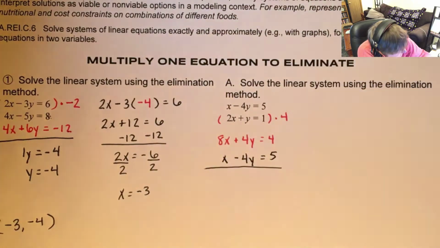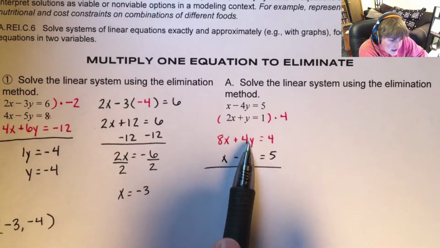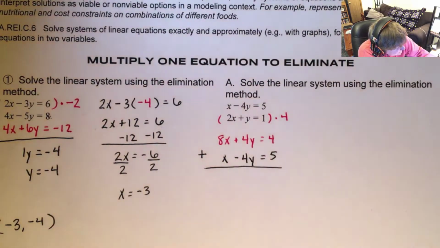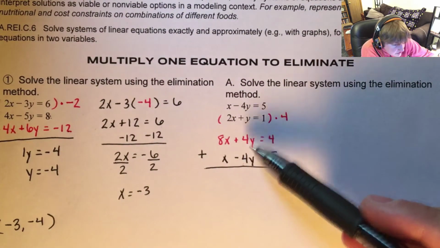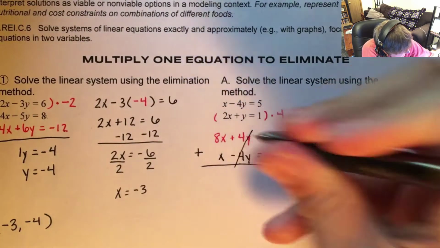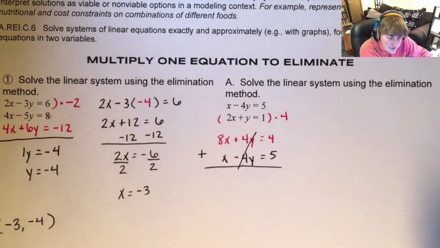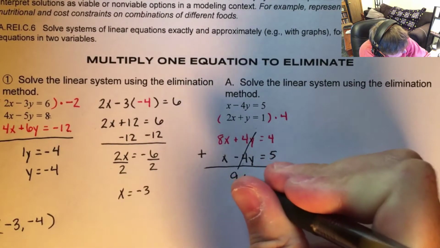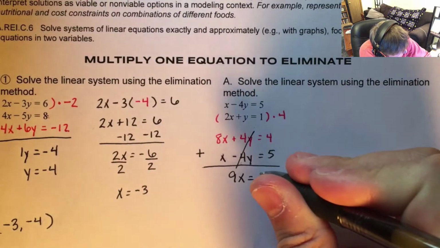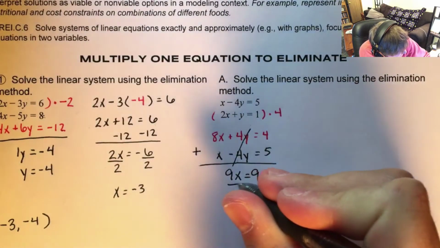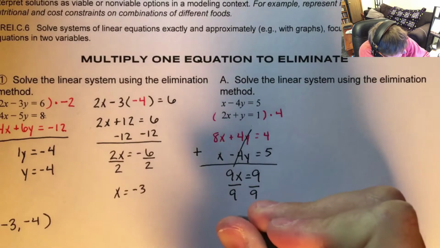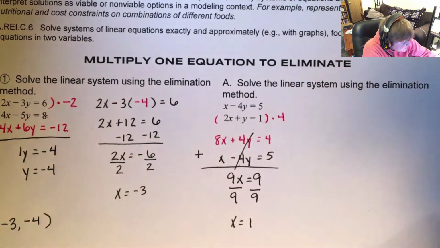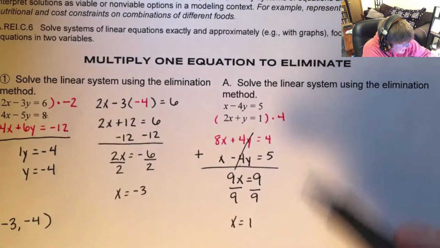Okay, so now that I see I have opposites in the y's, I'm going to go ahead and add my two equations together. These add to 0, so they indeed just cancel out. 8x and 1x is 9x, and 4 and 5 is 9. Then I just have to simply divide by 9 to get 1. Next step would just be to plug it in to either equation.